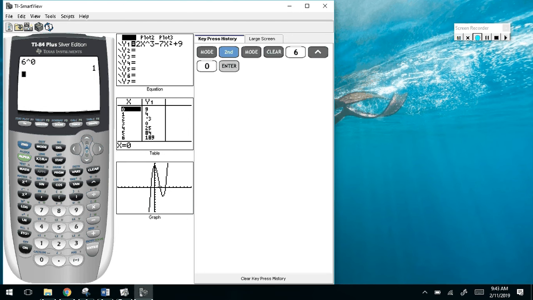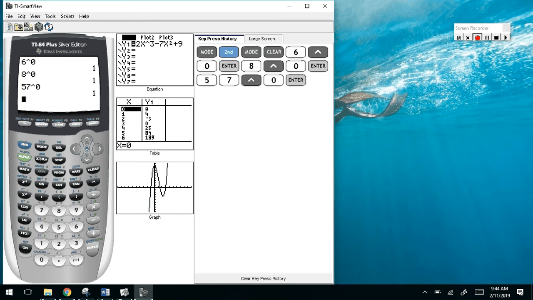Zaya, give me another number. Any number. 7. 8. Raise it to the zero power, see what happens. 1. Do you see a pattern occurring here? Give me an even harder number. 57. 57 raised to the zero power.